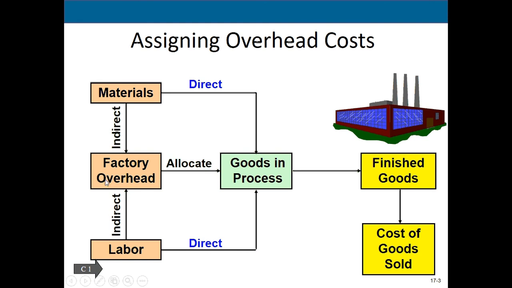And then all the other stuff that happens in the factory or on the manufacturing floor also gets dumped into factory overhead, such as rent, supervision, the janitorial team, things like that. And then all of the dollar value that's in this factory overhead bucket then gets allocated to goods in process using a predetermined overhead rate. Goods in process, obviously when they're completed, become finished goods.